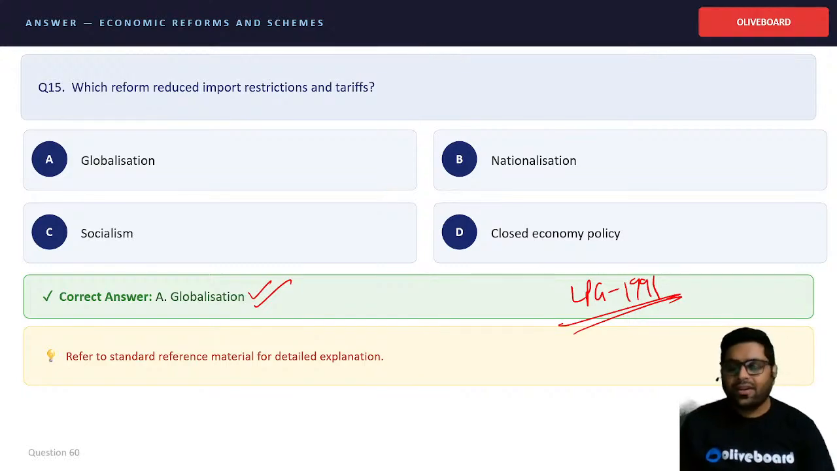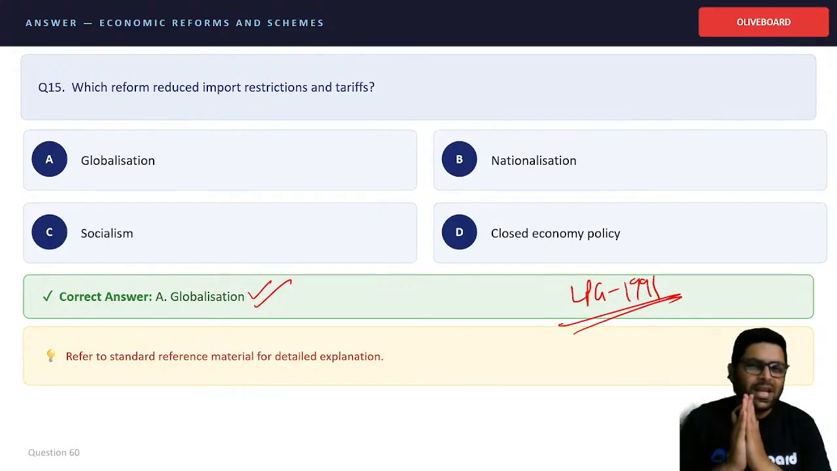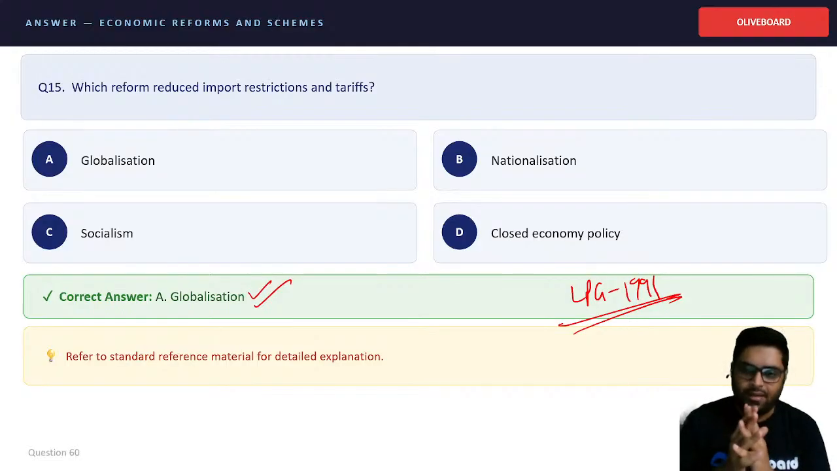Okay. So friends, this was all about economic reforms and some schemes. We have practiced the questions as well. Please keep revising the topics. Very, very important. This topic is very important from the economy point of view, and part of it is important from the current affairs point of view also, because schemes are in questions all the time.